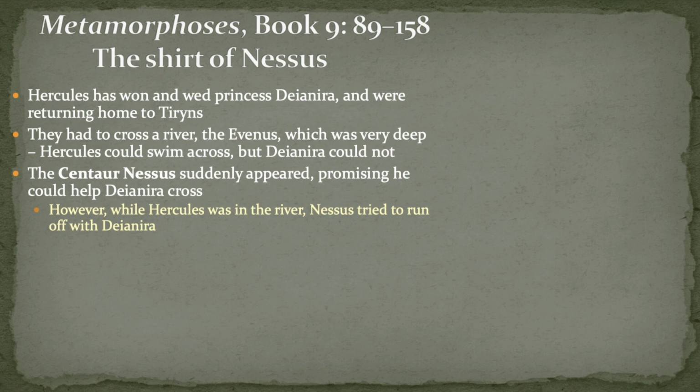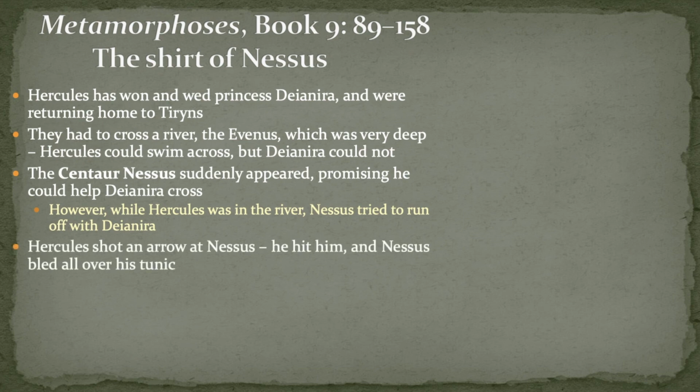off with Deianira, probably to perpetrate some violence against her. Hercules acts really, really quickly. He gets to the other side of the river, he takes out his bow and arrow, and he shoots an arrow at Nessus and hits him, missing Deianira mystifyingly. And Nessus starts to bleed all over his tunic, or his shirt.